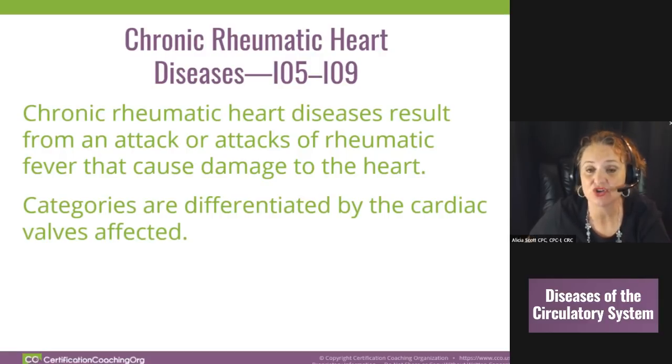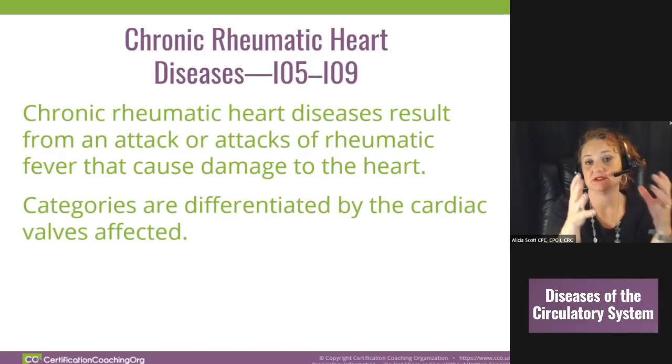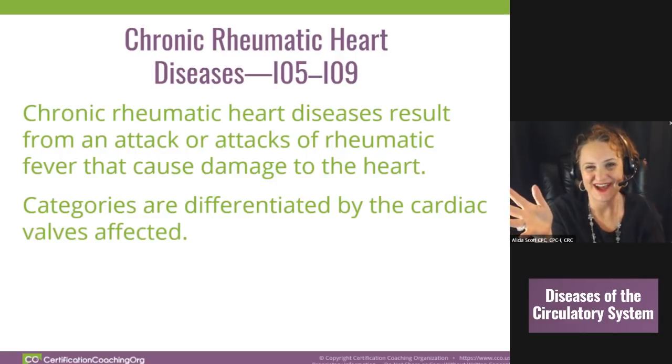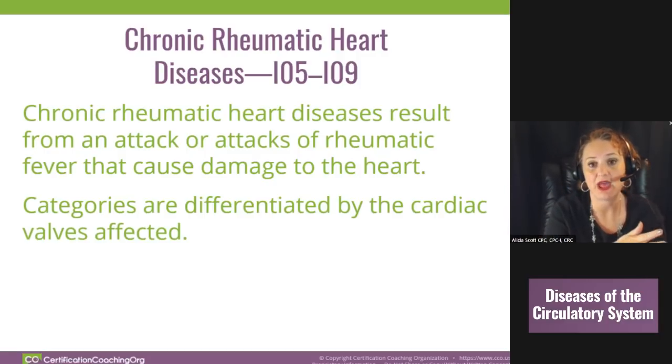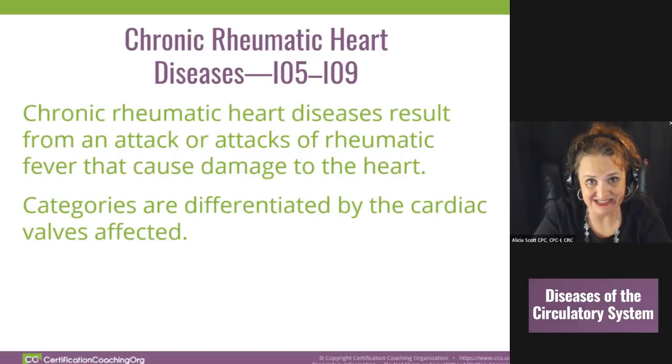Now that's different than acute rheumatic fever, because you don't carry a fever all the time. So think of it in those terms. A sudden onset of rheumatic fever, but even if a person had an acute rheumatic fever, it could result in chronic rheumatic heart disease, or they could just have rheumatic heart disease due to other rheumatic conditions. The I05 through I09, that's going to be anything that's chronic rheumatic heart disease.